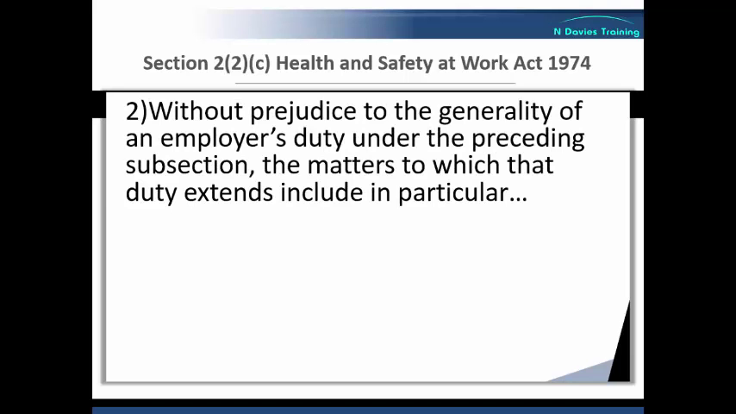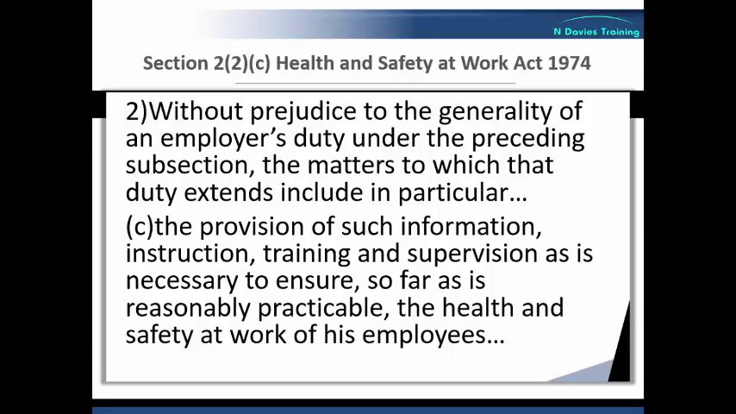So this is the actual 2(2) bit. Without prejudice to the generality of an employer's duty under the preceding subsection, the matters to which that duty extends include in particular, and this is what (c) says, the provision of such information, instruction, training and supervision as is necessary to ensure, so far as is reasonably practicable, the health and safety at work of his employees.